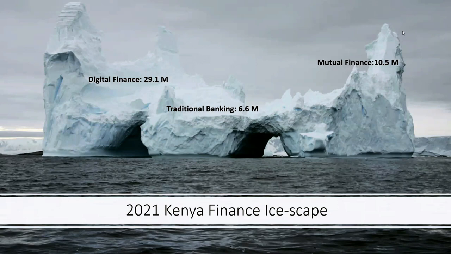The SACOs are only about 2 million out of this 10.5, whereas the SACOs are about 8 million and something out of this. So as you look at the surface of the FinAccess, the digital iceberg and the traditional iceberg, they're a little bit better defined in the FinAccess. We get the names of particular products, for example, when we talk about digital products such as loans, mobile money, traditional banking products.